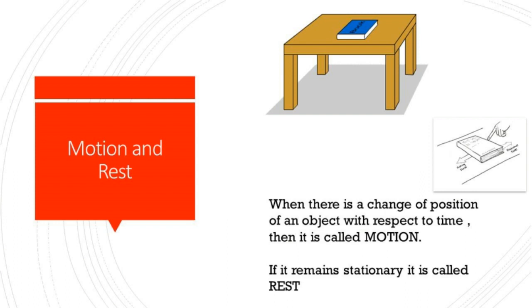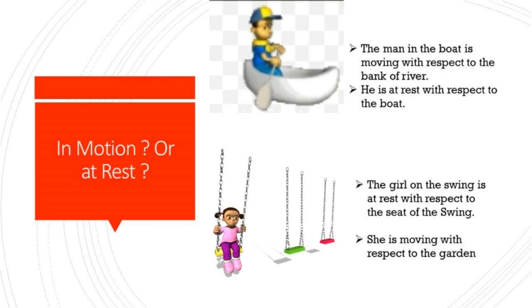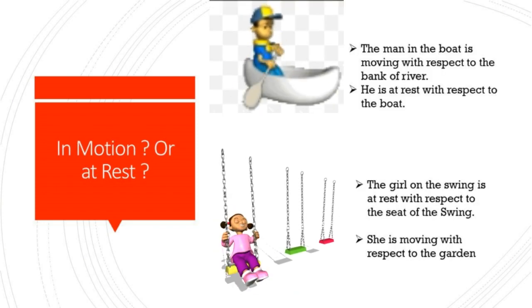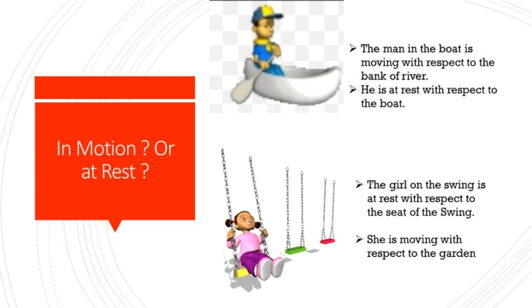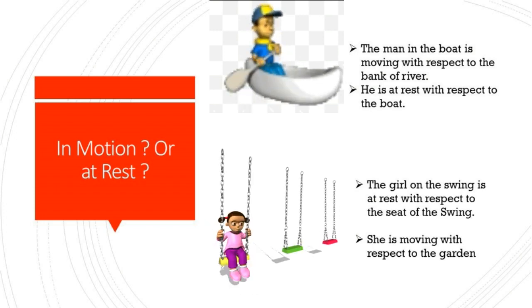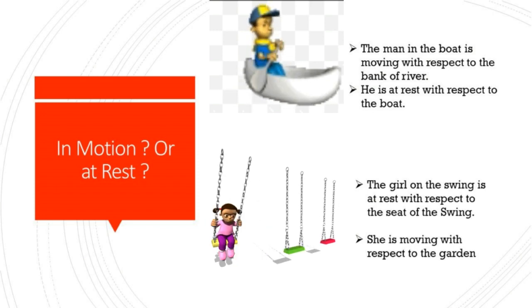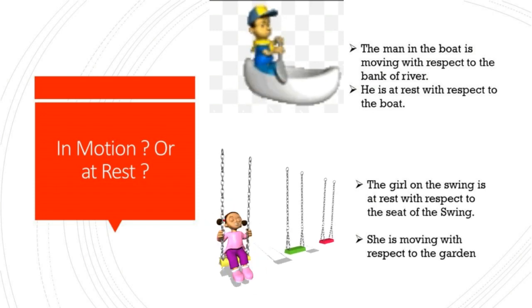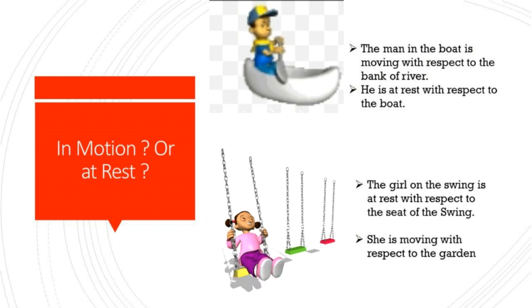So, what is motion and rest? When there is a change of position of an object with respect to time, then it is called motion. If it remains stationary, it is called rest. Observe the following pictures and say whether the objects are in motion or at rest. The first picture, the man in a boat. Is he moving or at rest?